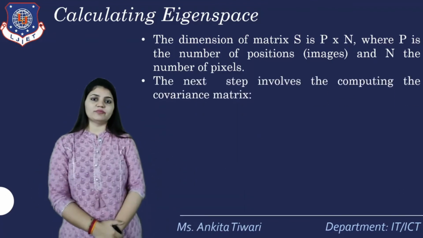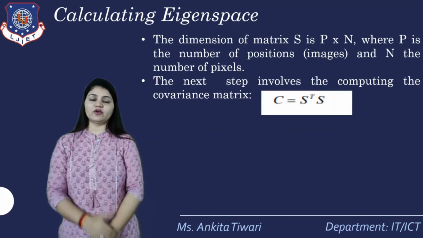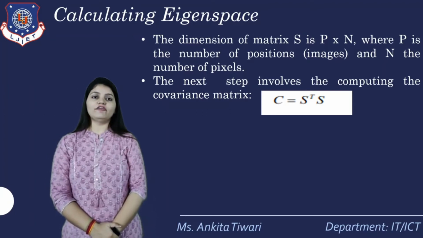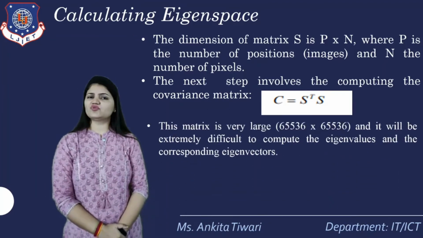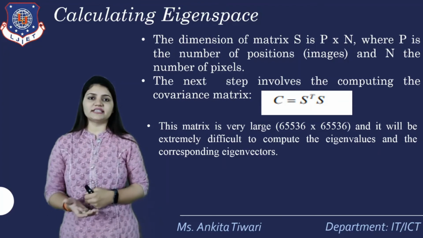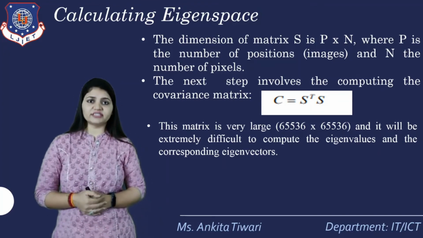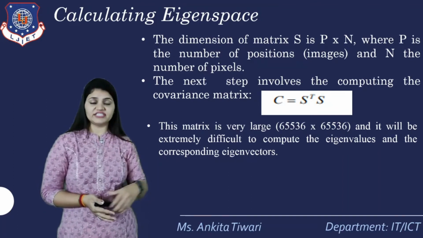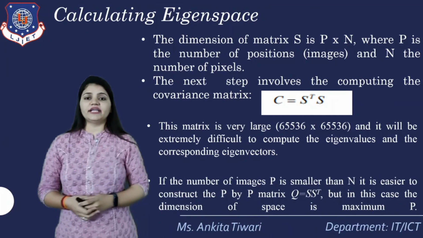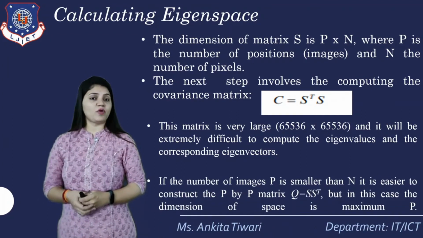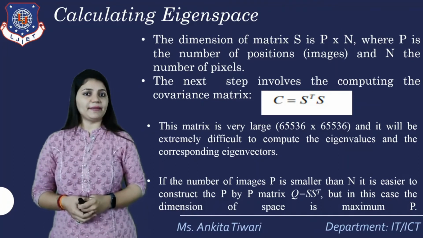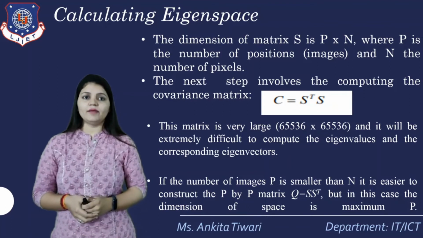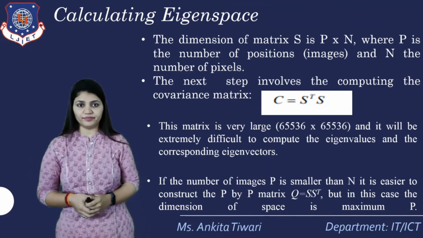The next step involves computing the covariance matrix that we are correlating with the object. So C is equal to S transpose times S. Here the matrix is very large. We have already defined the size, that is 65536 by 65536, and it will be extremely difficult to compute the eigenvalues and the corresponding eigenvectors of this large size. If the number of positions, that is images P, is smaller than N, it is easier to construct the P by P matrix, that is Q equals S times S transpose, but in this case the dimension of the space is maximum P.